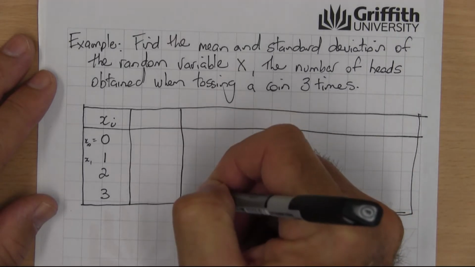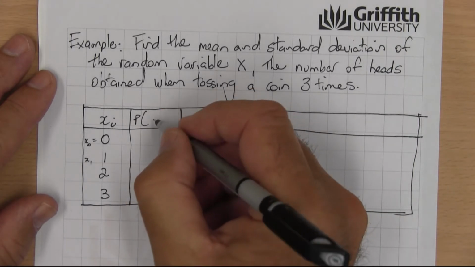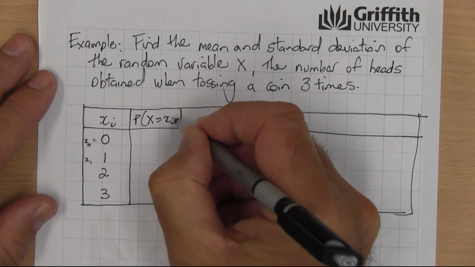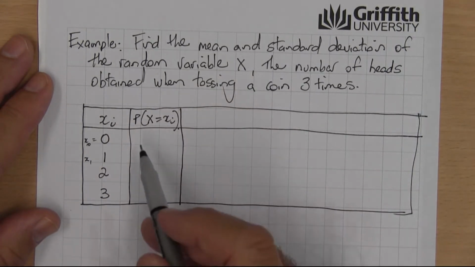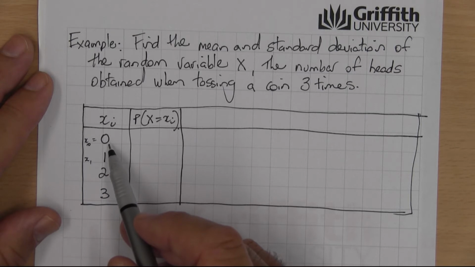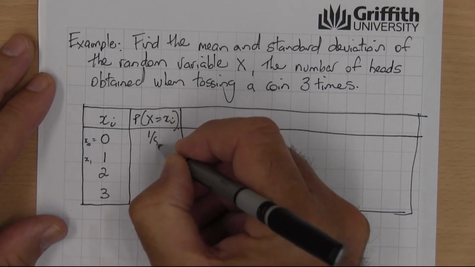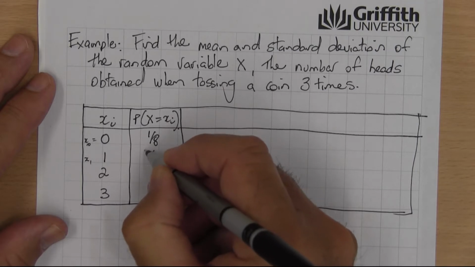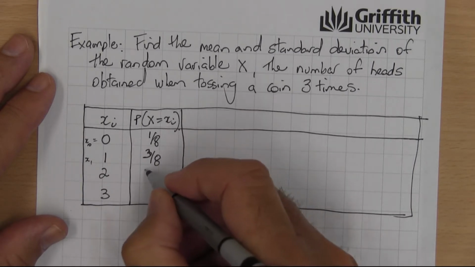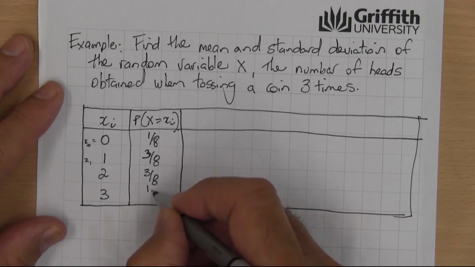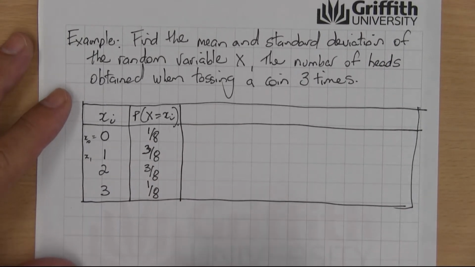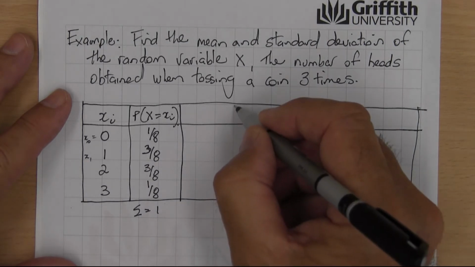Our next column, we've got the probability that capital X equals xi. Now, from previous work, and you can use tree diagrams and draw up a table of the probability distribution, we know that the chance of getting 0 heads is 1 on 8, 1 head is 3 on 8, 2 heads is 3 on 8, and 3 heads is 1 on 8. And as a general check, you should always add that column up and make sure that we get to 1, and indeed it does.